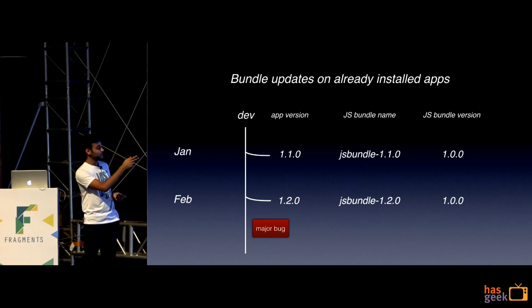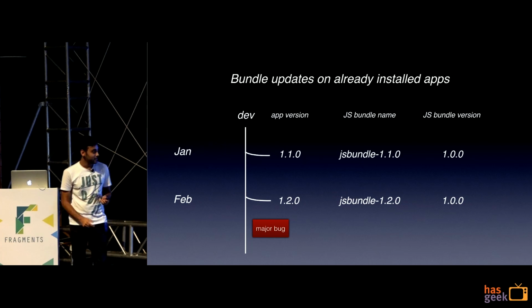So suppose this happened, and then in February again you release and you name that version as JS bundle 1.2.0, following the same convention. That is 1.2.0 goes there. And again, since it's the packaged version, the bundle version is again starting with 1.0.0. Now a major bug arrives. Now how do you fix it?